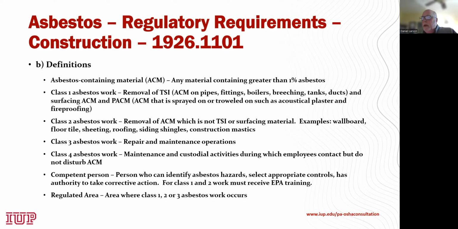Part of the construction standard requirement is to have a competent person. What is a competent person? Well, there's some key parts of it. First of all, that person has to be able to identify what the asbestos hazards are. They have to be able to select the right controls that are appropriate, and they actually have to have the authority to take corrective action. If you're doing class 1 or class 2 work as above, they actually have to receive a certain EPA training to be considered a competent person. And then a regulated area is an area anywhere where there's class 1, class 2, or class 3 work performed, it becomes a regulated area.